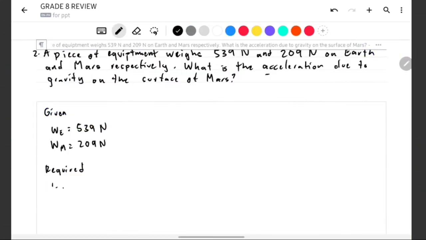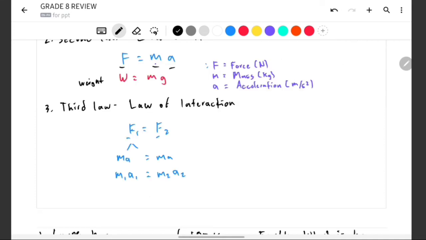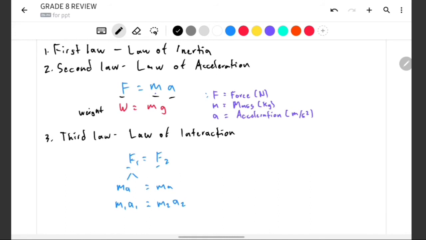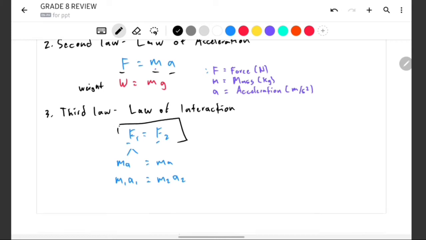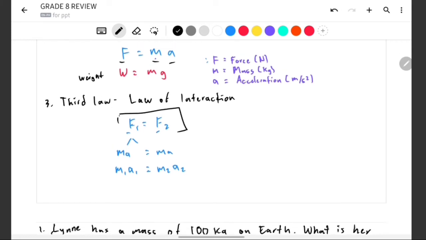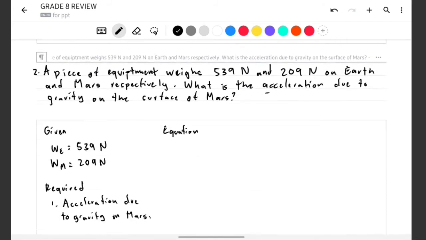Required is acceleration due to gravity on Mars. Ang kailangan natin dito for equation, in third law of Newton's laws, that's the law of interaction. So, etong part na to, magmumukha siya, gagamitin natin para sa problem na to.